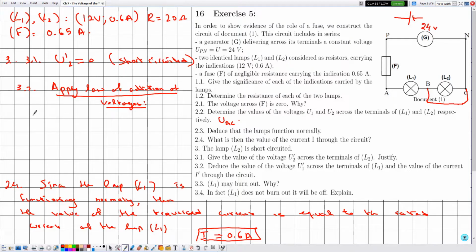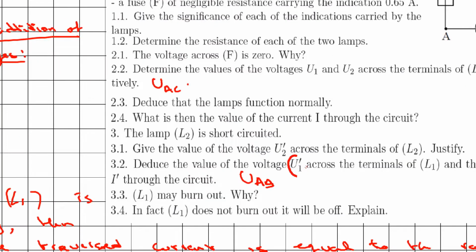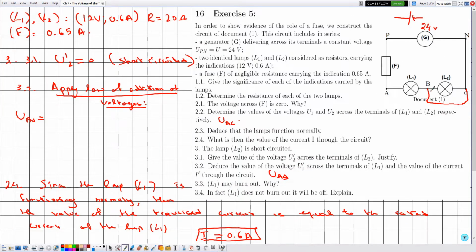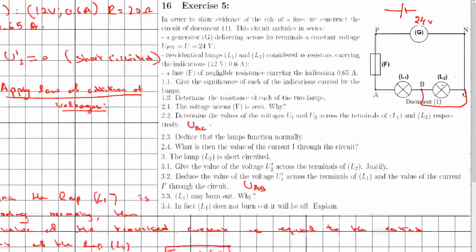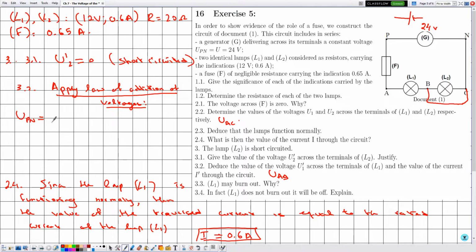So on the left we write the voltage of the battery, which is given by UPN. And on the other side we'll go across different electric components, making sure that we determine the voltage U prime 1, which is the voltage UAB, corresponding to the new configuration under which we have short-circuited the lamp L2. So UPN is equal to UPA plus UAB plus UBC plus UCN, and we are interested in determining the value of UAB.